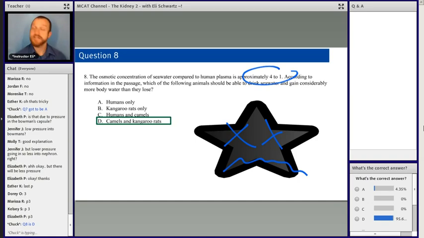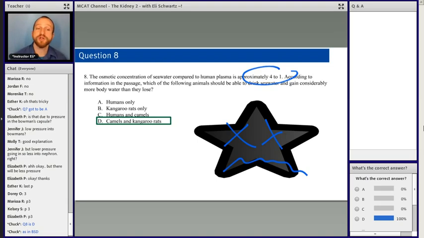Perfect. So they should be able to have seawater input and actually retain some water from that. Considerably more water than they lose. Considerably isn't really a term that gives us a particular number. Some amount of more body water than they lose. Not necessarily going to be liters and liters, but yes, we would have retention. So camels and kangaroos are the only 2 that can do that.